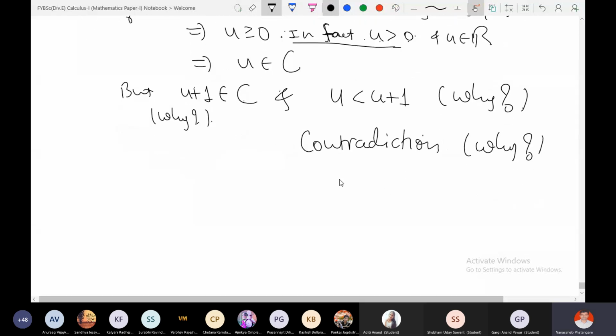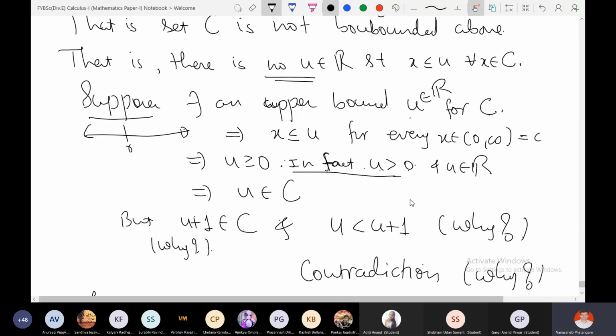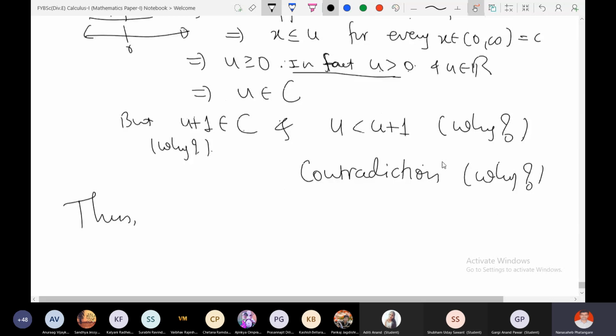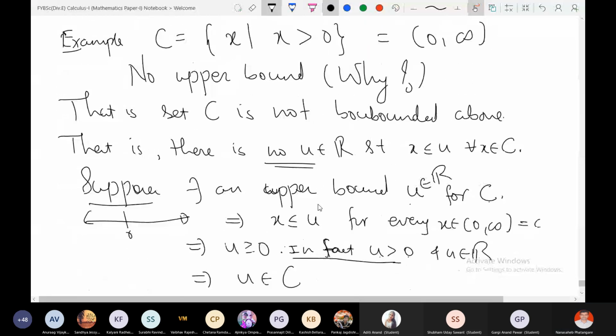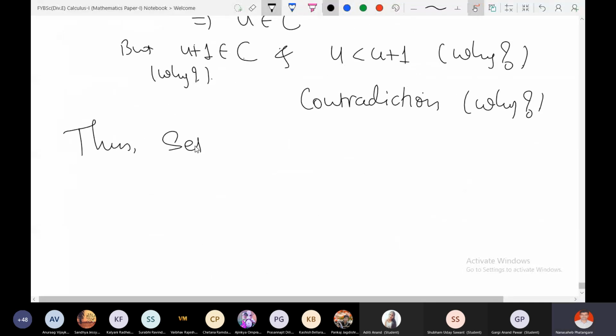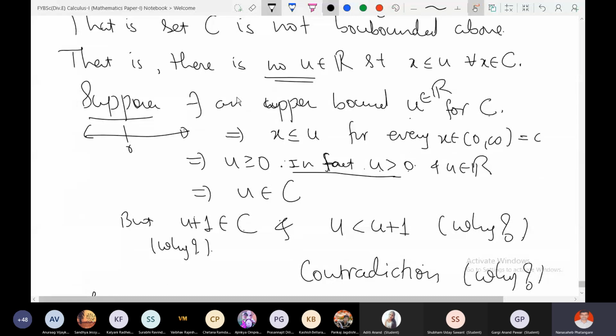So we reach a contradiction. What is the conclusion? Our assumption is wrong. What we assumed is that the set has an upper bound, and we got a contradiction. So our assumption is wrong. Thus, set C does not have an upper bound. That is clear. Just from the definition, you can prove that this set has no upper bound.